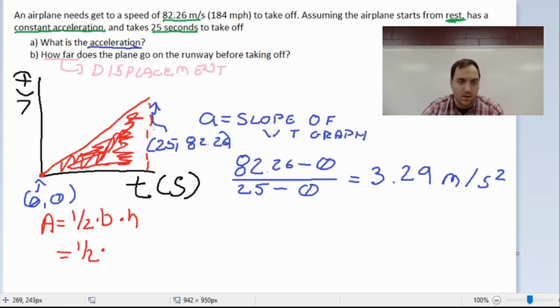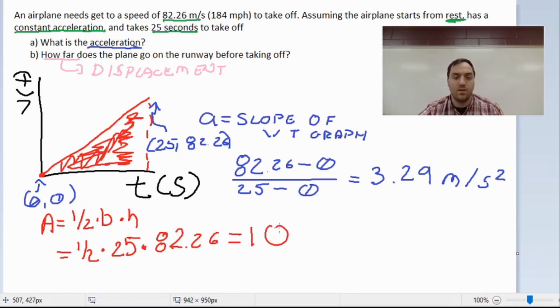82.26 is here, which means that this side here is 25 long. And the y-axis here is 82.26 tall. Multiply all that together, I get 1,028.25 meters for my displacement. And that's how this goes.